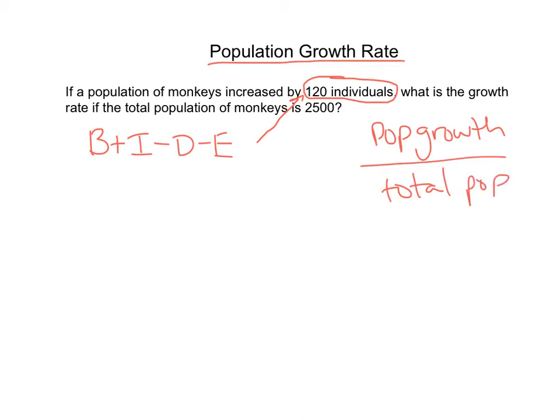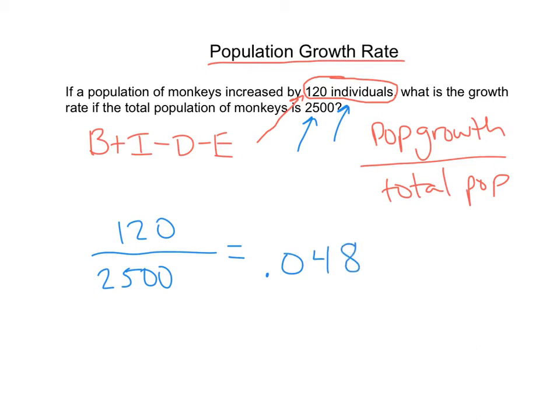In this case, all you got to do is insert the numbers. Population growth, right there, 120 monkeys. That's how much it went up by. The total population is right there, 2,500. And when you do that, 120 divided by 2,500, you're going to get 0.048. Now, remember, 0.048 is not going to be a percent yet. To turn that into a percent, you got to take that decimal and go over once, twice. So there will be your answer. The answer will be 4.8%. So don't forget, to turn a decimal into a percent, you got to move the decimal over twice.